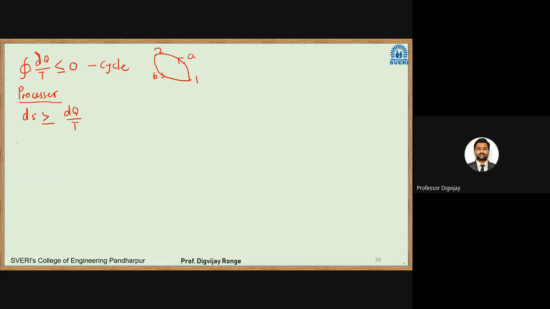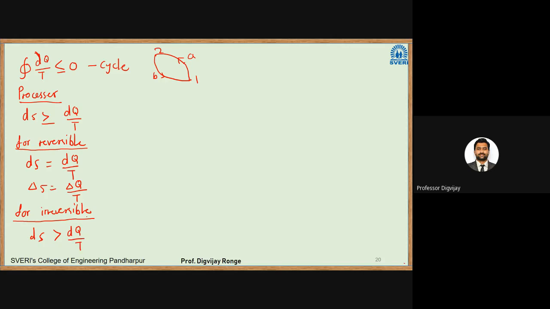Okay. Then for reversible, this ds, change in entropy, ds is nothing but the smallest change in entropy. This is equal to dq by T. Generally, it is also written as delta S is equal to delta Q by temperature. So this is reversible. For irreversible, pay attention. This is very important. Entropy chapter you are studying in thermodynamics, but today I'm taking its revision. For irreversible, this ds will always be greater than dq by T.